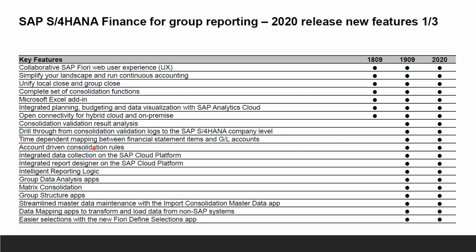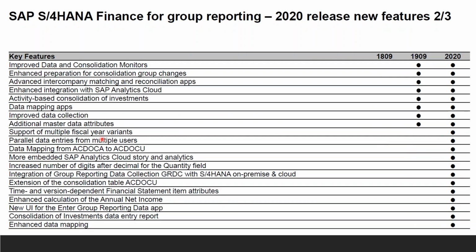You can see matrix consolidation from 1909 onwards. Earlier it was not there. In 1809 we had very few features actually. Then 1909, 2020, and now we can see this. Support of multiple fiscal year variants, data mapping, everything: the GRDC came up from 2020 onwards. Earlier it was not there.